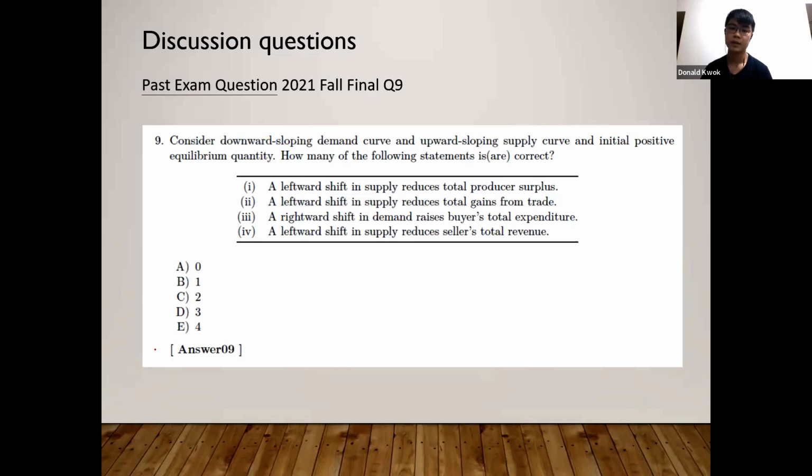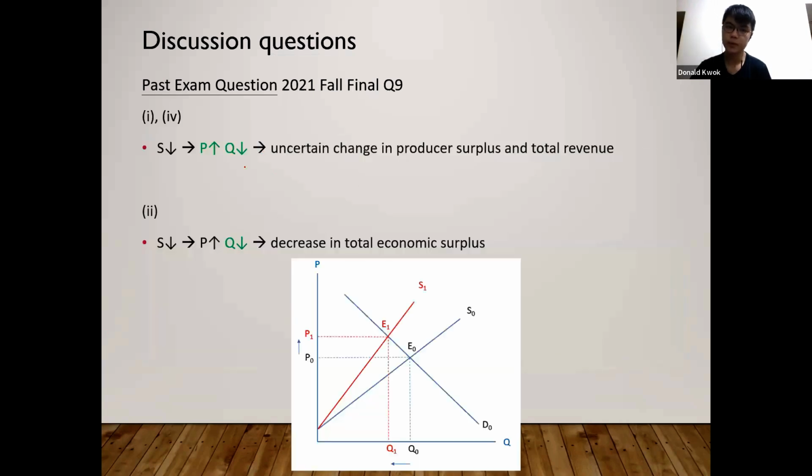So let me explain statements 1, 2, and 4 together, which are talking about the leftward shift in supply, or a decrease in supply. So let's observe how the producer surplus and total revenue would change first. When there's a decrease in supply, the equilibrium price would increase while the equilibrium quantity would fall. This is also illustrated in the diagram below here.